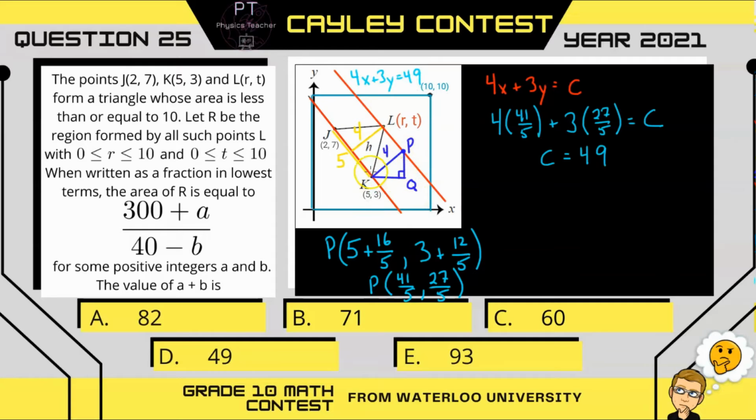And if you repeat this exact same method, you could find the lower limit, or the equation for this line, where L can be placed inside the blue square, where the triangle that it makes will have an area of 10 or less. And its equation turns out to be 4x plus 3y equals 9.